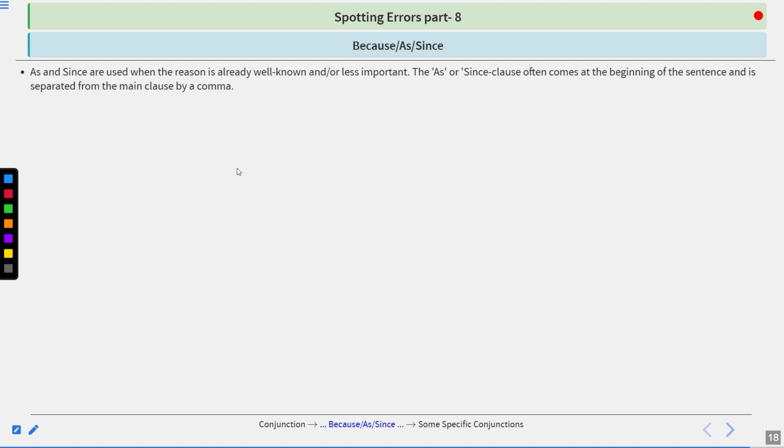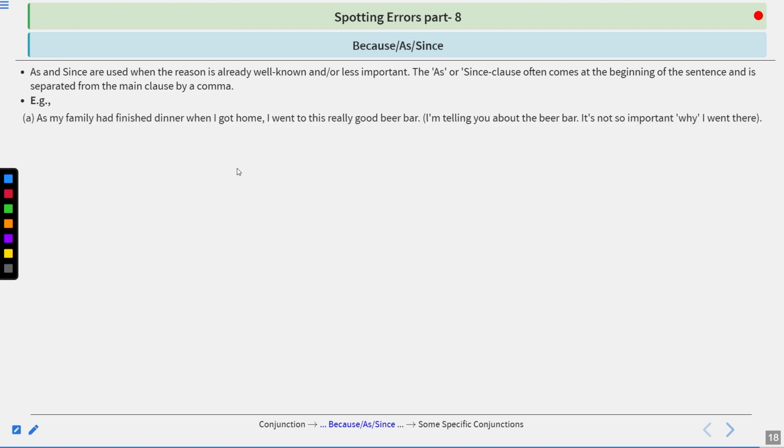Because, as and since are used when the reason is already well known or less important. The as or since clause often comes at the beginning of the sentence and is separated from the main clause by a comma. So look at the sentence. As my family had finished dinner when I got home, I went to this really good beer bar. I am telling you about the beer bar. It is not so important why I went there. So that's why we have used the as clause at the beginning of the sentence.